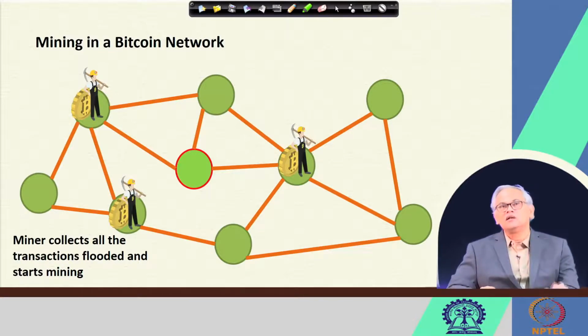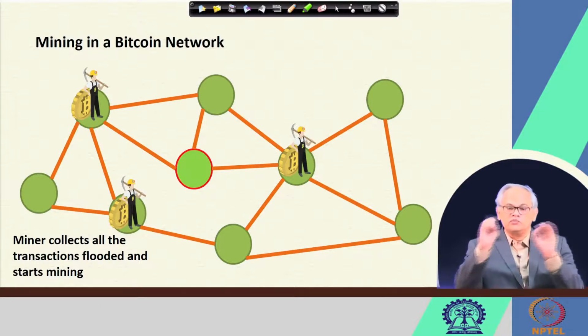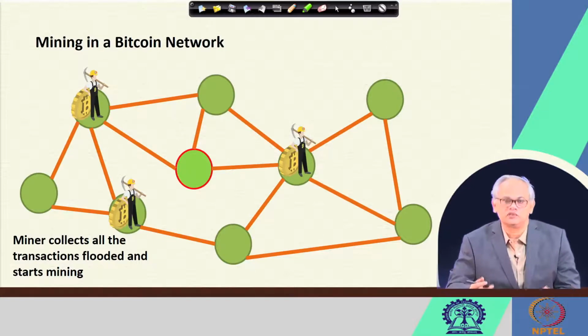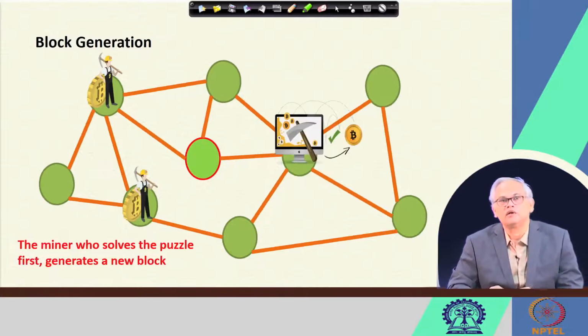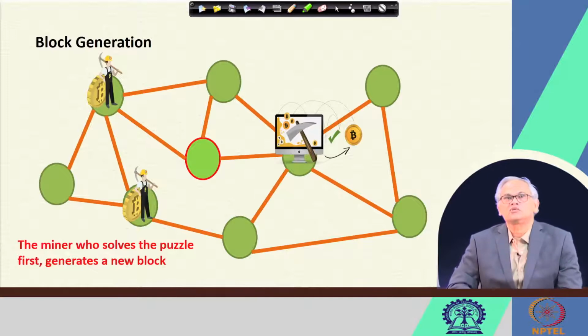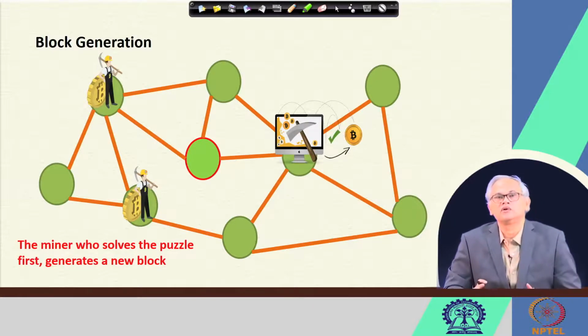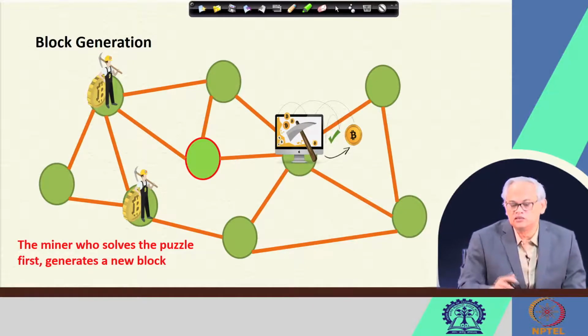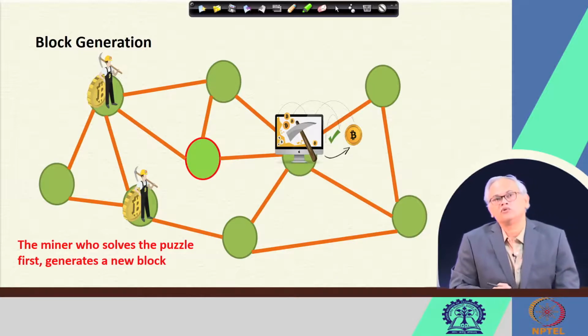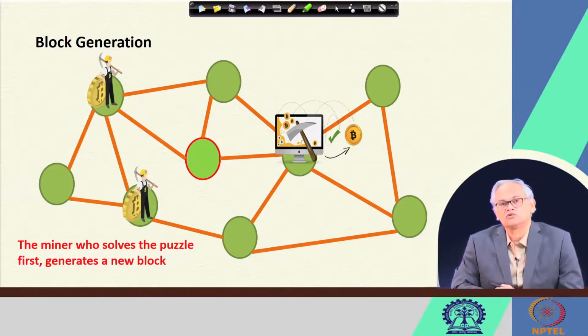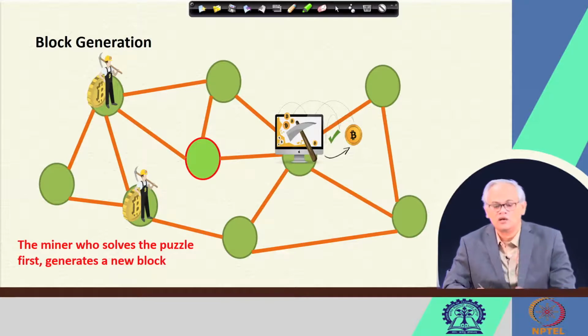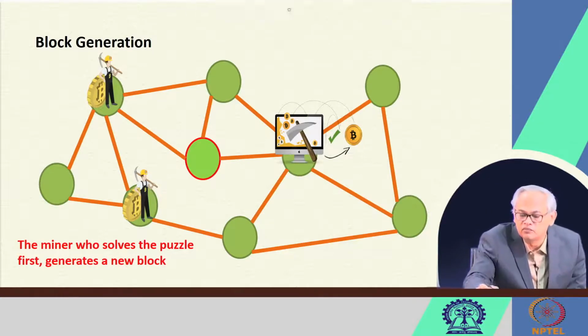Once that is done, block number 100,001 gets mined, and mind you, all of these miners are trying together to generate these blocks. So we have to keep that in mind. The miner that solves the puzzle first will generate the new block, and we see here the miner who could actually generate this new block. So block number 100,001 got generated by this particular miner.